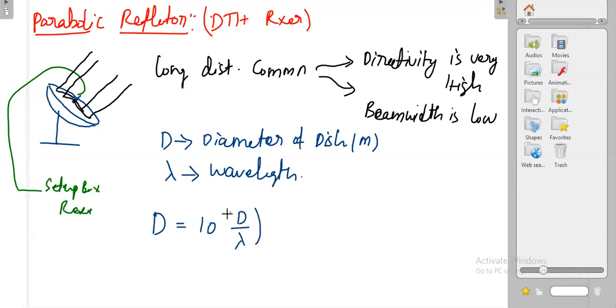10 (D/λ)², very important. So the directivity of the parabolic reflector is 10 (D/λ)². Here, D in the bracket is the diameter, and the D on the left denotes the directivity.